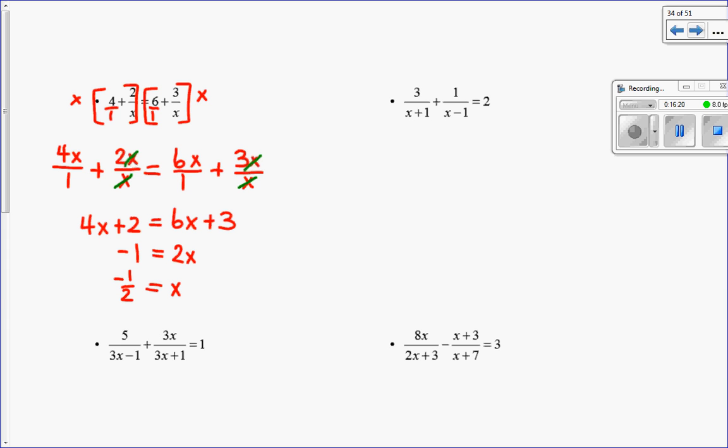Then I go back to my original equation and I say x cannot equal 0. That's my non-permissible value for x.